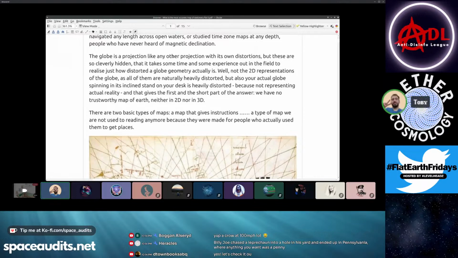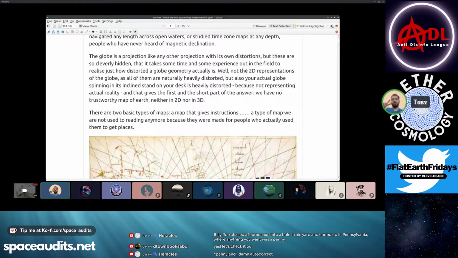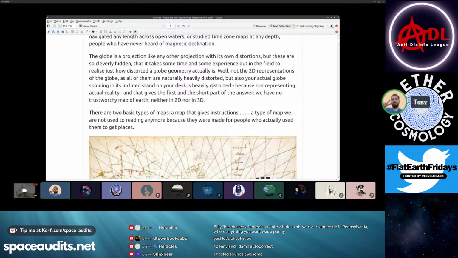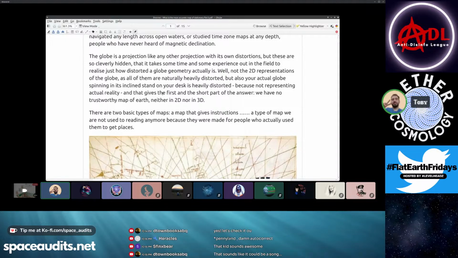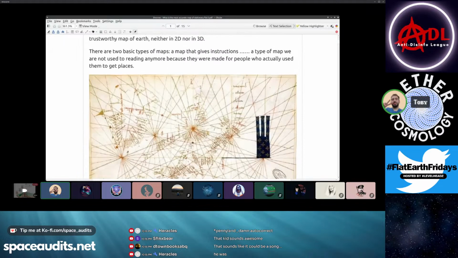The globe is a projection, like any other projection, with its own distortions. But these are so cleverly hidden that it takes some time and some experience out in the field to realize just how distorted a globe geometry actually is. Well, not the 2D representations of the globe, as all of them are naturally heavily distorted, but also your actual globe spinning in its inclined stand on your desk is heavily distorted because it does not represent actual reality, and that gives the first and the short part of the answer. We have no trustworthy map of Earth, neither in 2D nor in 3D.